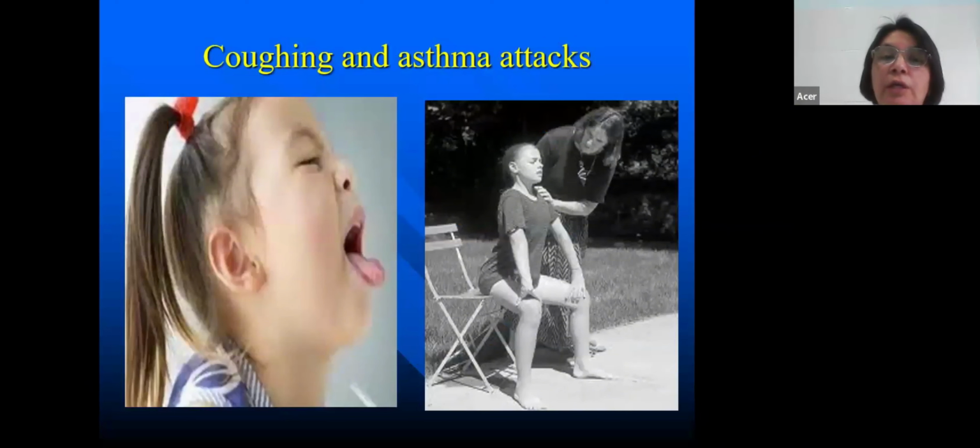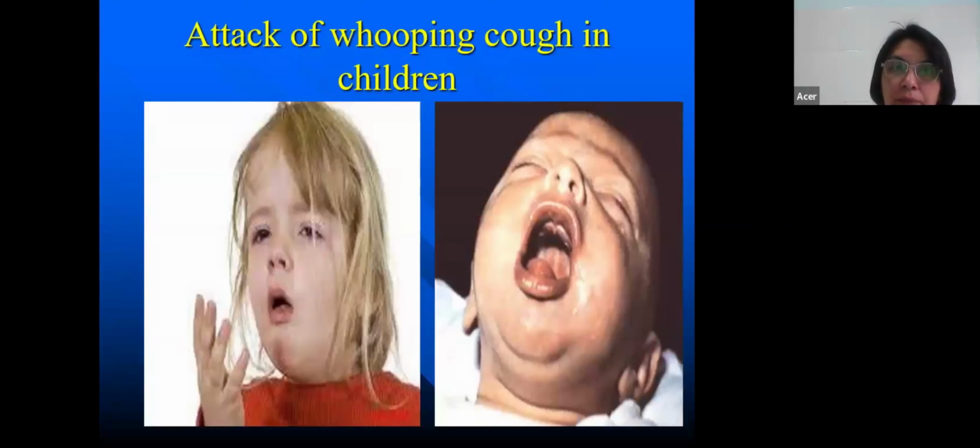On this picture, you can see an attack of asthma, the forced position of a girl with an attack of asthma, and a girl with cough during an attack of asthma. Attack of whooping cough in children. On this picture, you can see 2 babies with whooping cough, very severe prolonged cough.